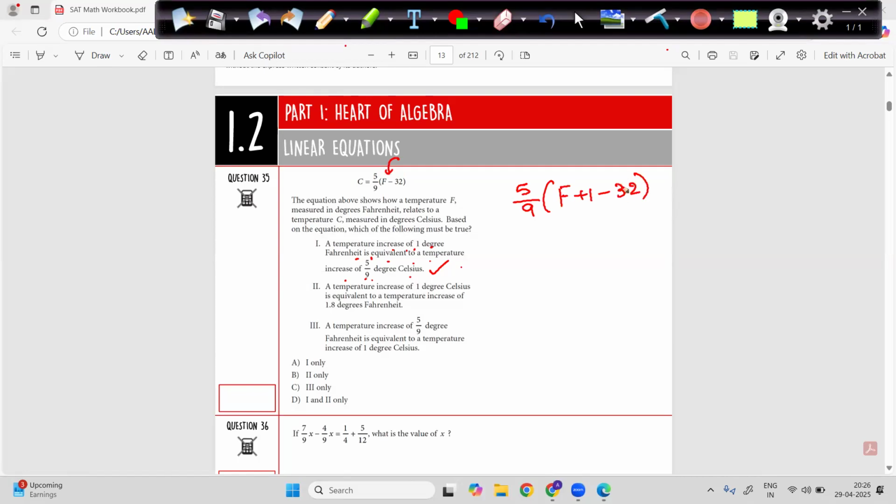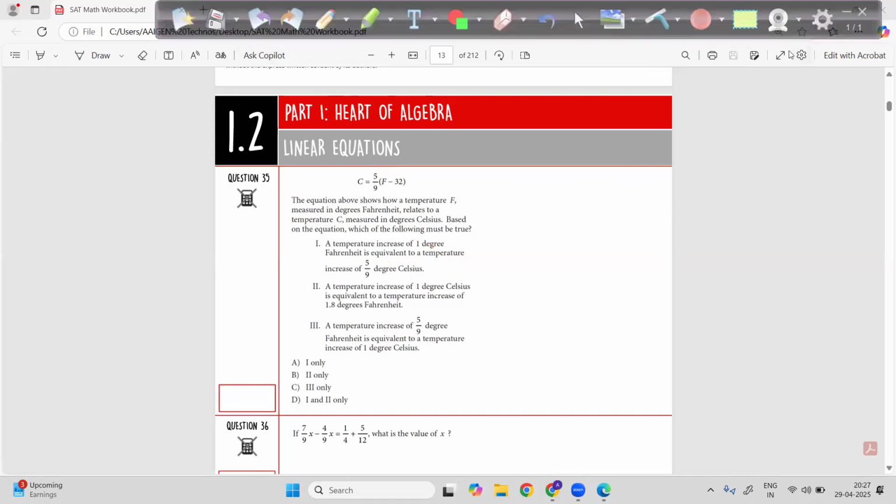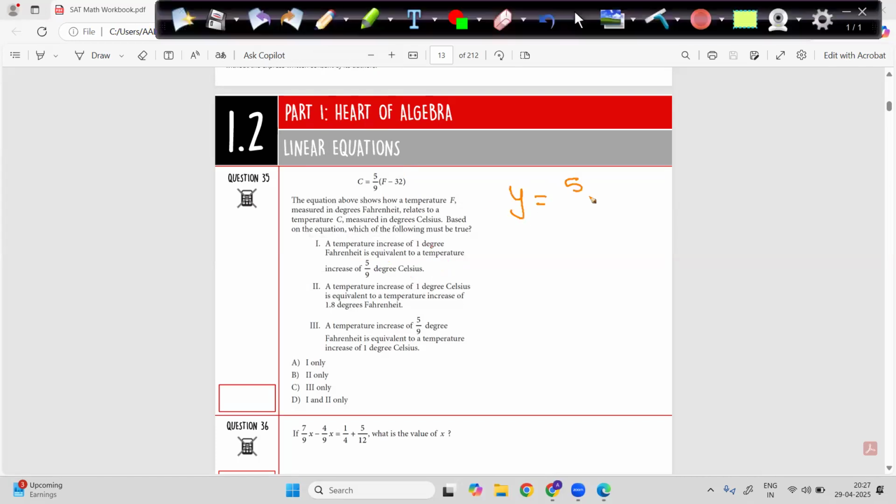Sir, this is so confusing. We are laymen. So what is the best way to solve this? The best way to solve this is using Desmos. So take y as C, x as F minus 32. When x increases by 1, I need to see what happens to y. So y is equal to 5/9 x minus something. What they're asking is, what is the change in y when x changes by 1 unit? Indirectly they're asking what is the slope of the line. The slope is 5/9.